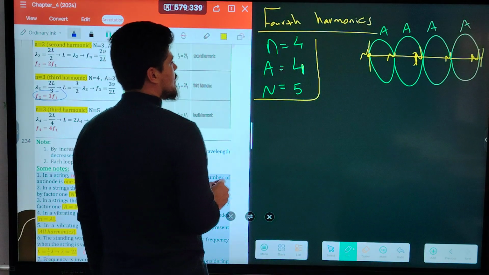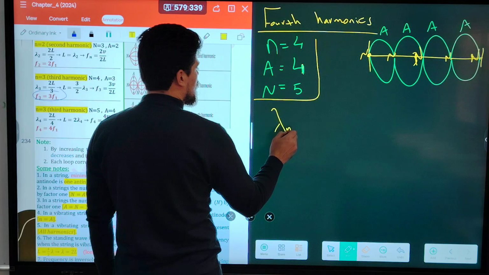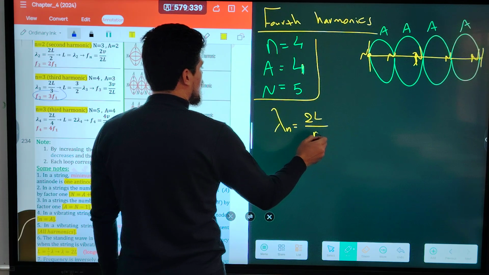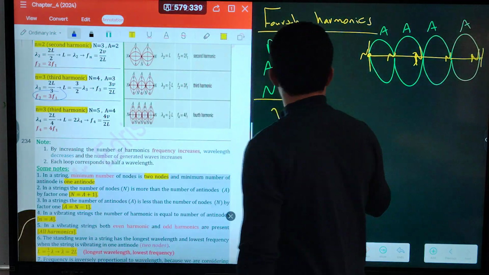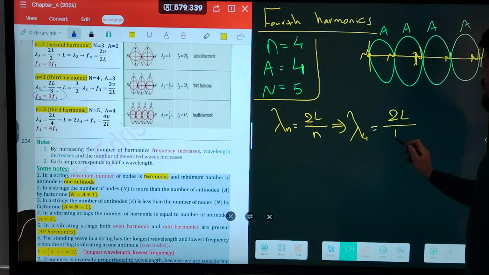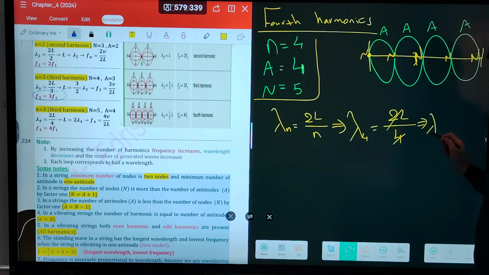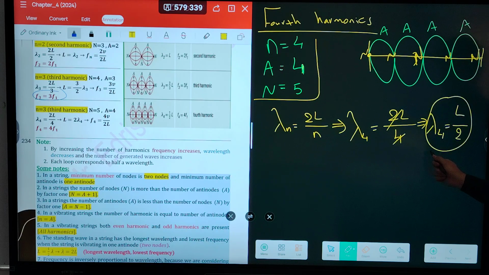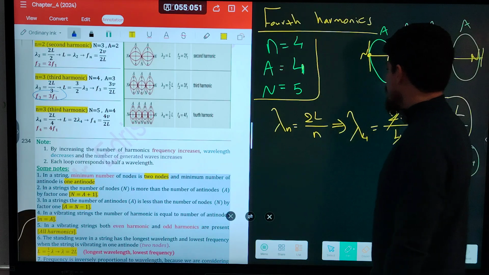How can you determine wavelength? Guys, look, wavelength is equal to what? 2L over n. Fourth harmonic: lambda 4 is equal to what? 2L over 4. Shortcut, cancel to each other. The fourth wavelength is equal to L over 2. What about L? If you rearrange, L equals 2 times the fourth wavelength.